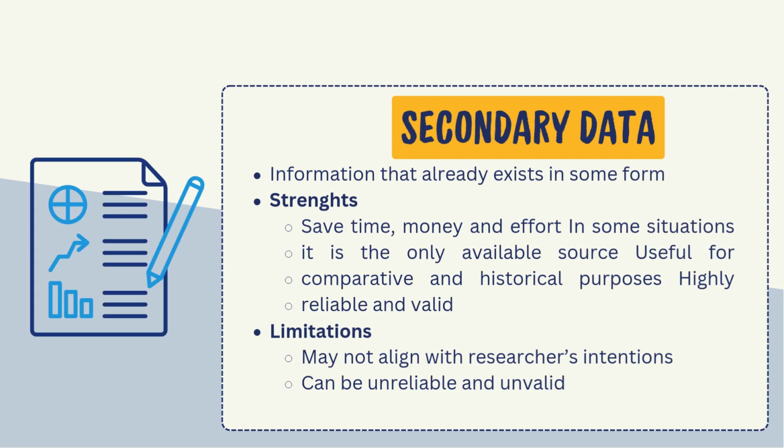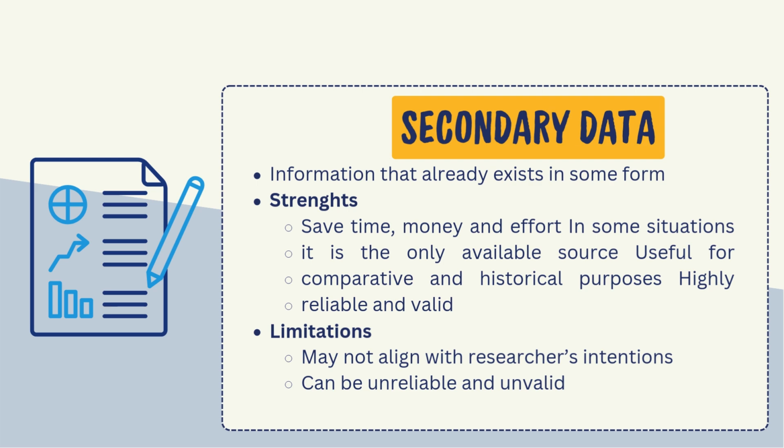Moving on to secondary data, that's information that already exists in some form. Usually it will be collected by other researchers, but it can also be personal documents like diaries, newspapers, letters, as we've mentioned before. The strengths are that it saves time, money, and effort for sociologists because they don't have to collect the data or carry out any research. In some situations, as we've seen, like in history, it's the only available source they can use.